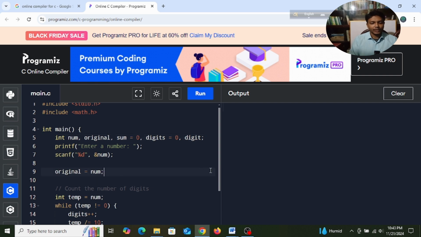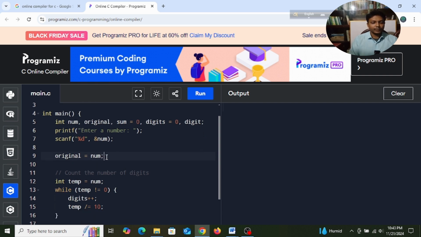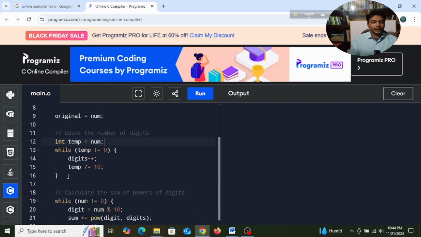Now we are keeping this number into the original variable, and we will describe why we need to do so. Now we are taking another variable temp, and in this temp we are keeping number again. You may say, we are keeping number already in original, why do we need to keep it in temp as well? We will see why. And now we have a while loop, guys. So what does this while loop do?